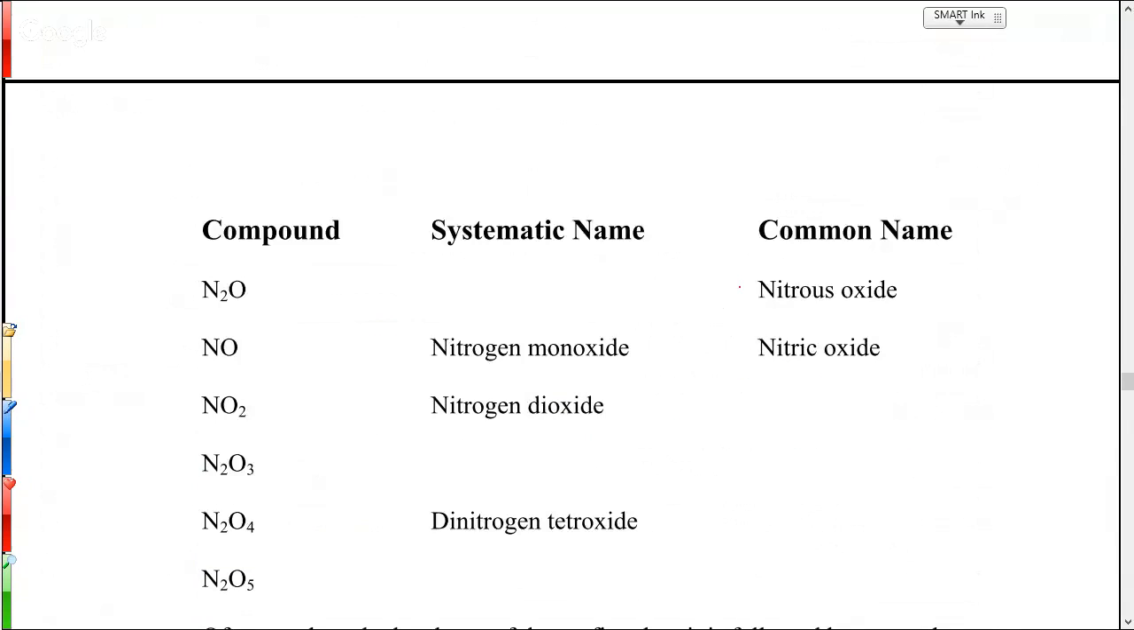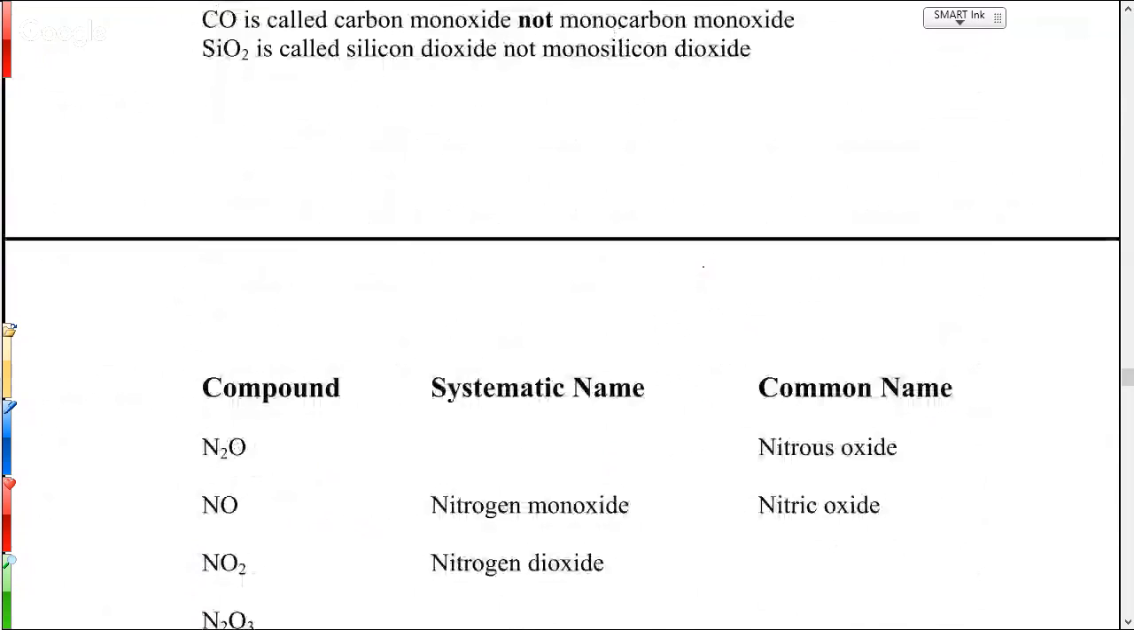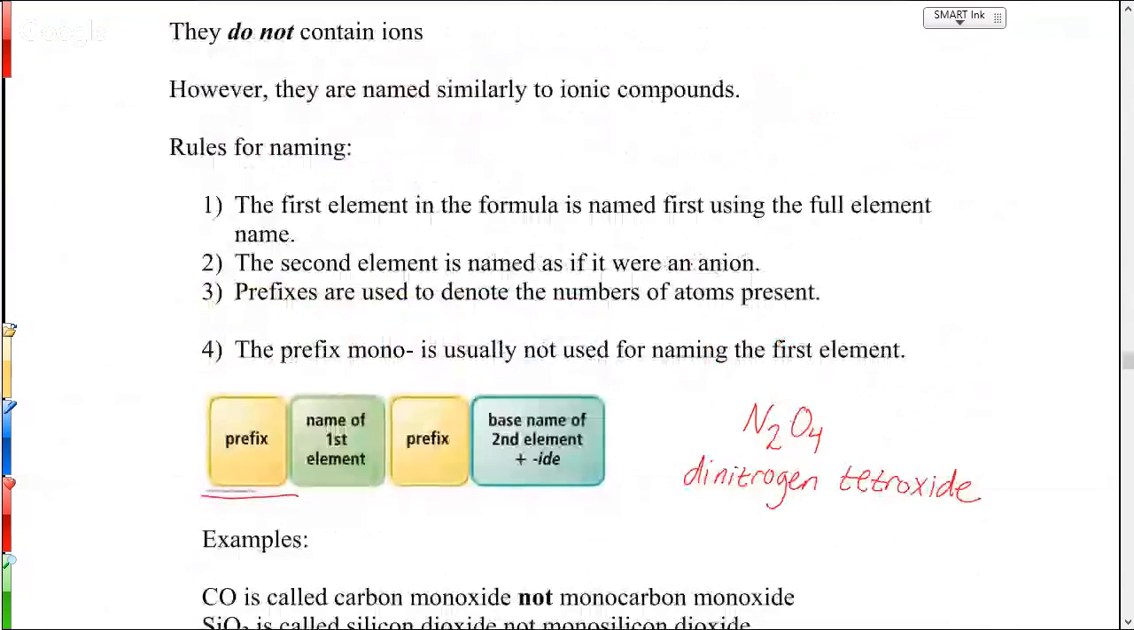There we go. And then we'll practice them. So the prefixes are, you only need to know the first 6. 1 is mono, 2 is di, 3 is tri, 4 is tetra, 5 penta, and 6 hexa.